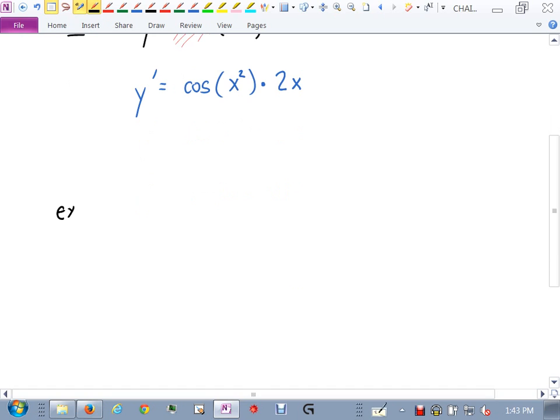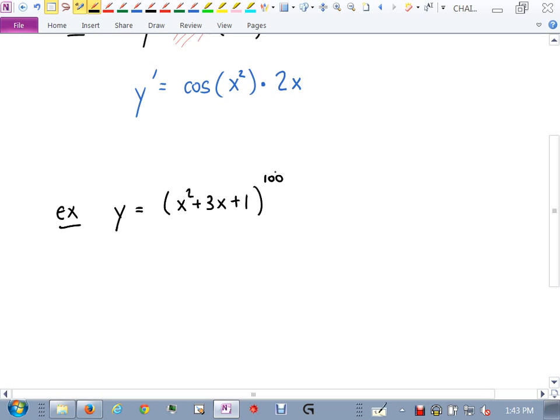Let's try this. What about y equals x squared plus 3x plus 1 to the 100th power? Now, the only way we could do this without the chain rule is to actually multiply this thing out. Expand it. That means multiply that times itself 100 times, which we don't have the time to do, do we? Okay, so since we don't, hopefully there's another way.